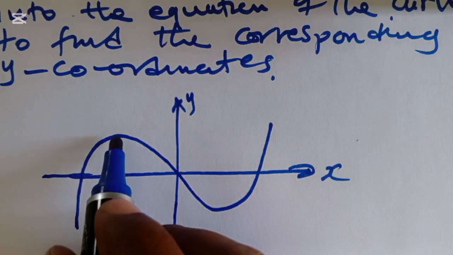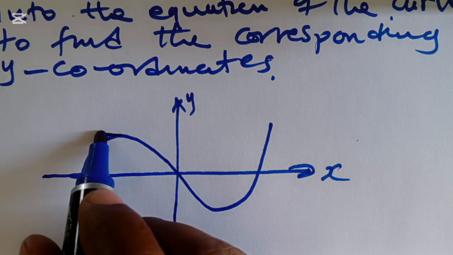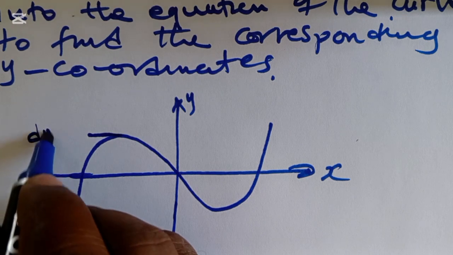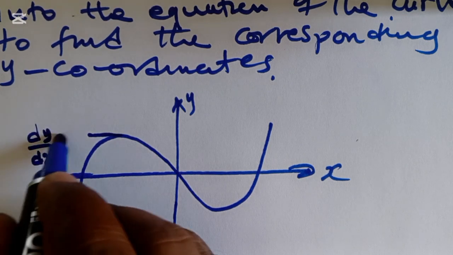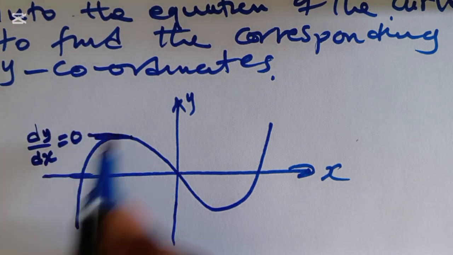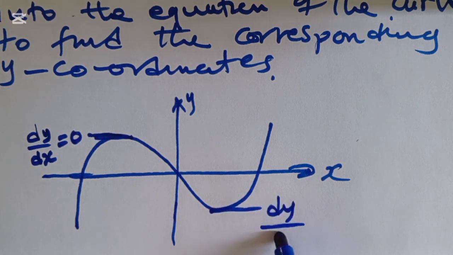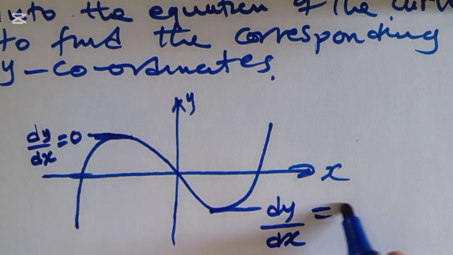So this is the turning point. At this turning point, the gradient is 0, so dy/dx is equal to 0 at this point. We call this the local minimum point, and we call this the local maximum point.